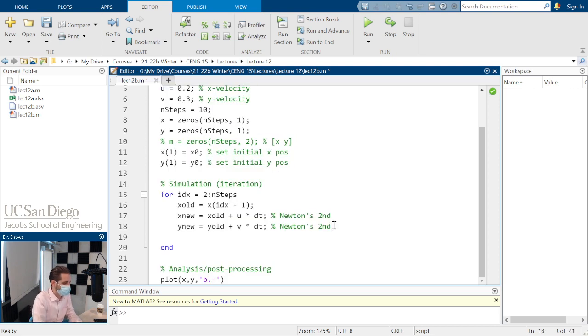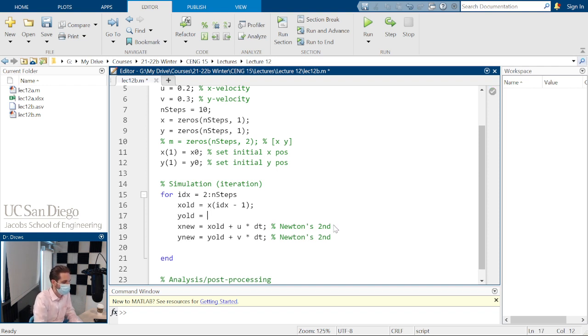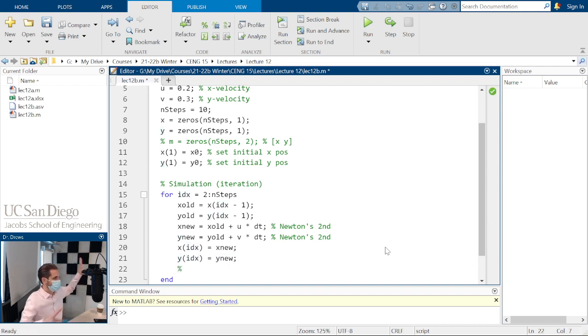So then we do our calculation. Actually, I need to do the y's as well. So y old is y of idx minus 1. We do our math, and then we have to store those values. So the storing happens at idx, and that's going to be x new, and y of idx is going to be equal to y new. There's no reason that those have to be split apart, right? This x old only gets used right here. So there's no reason that we can't just combine those into one step.